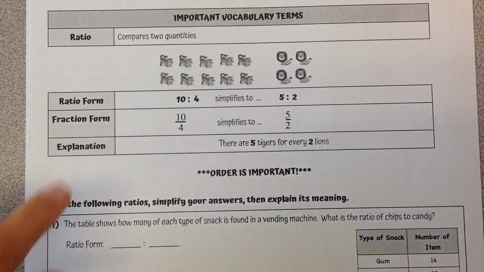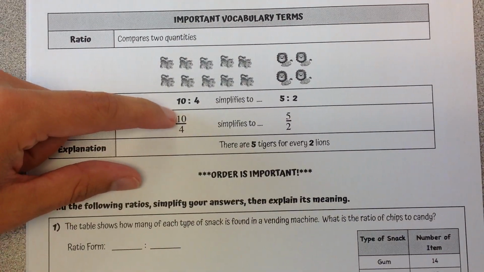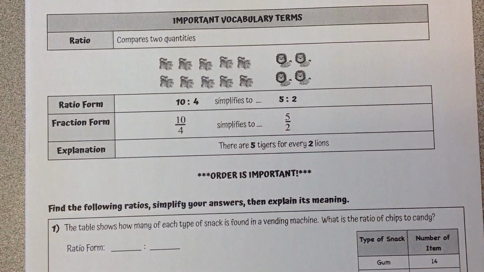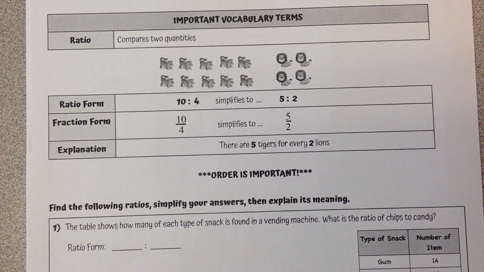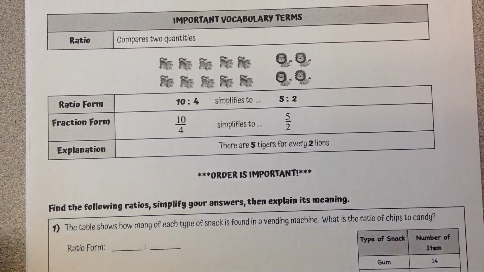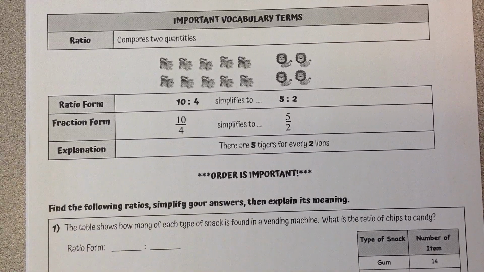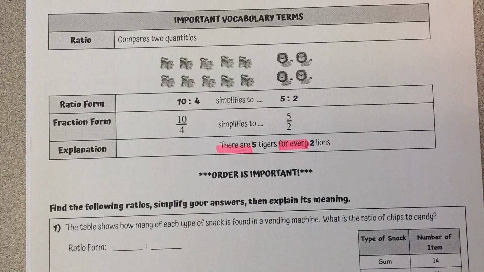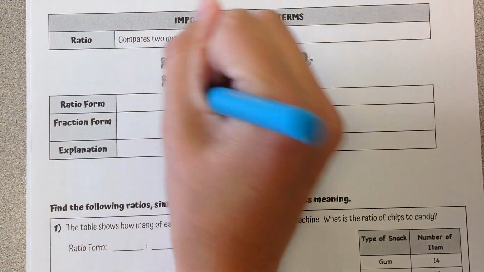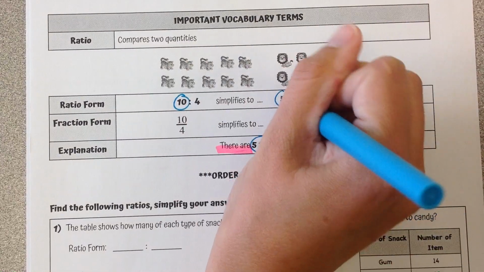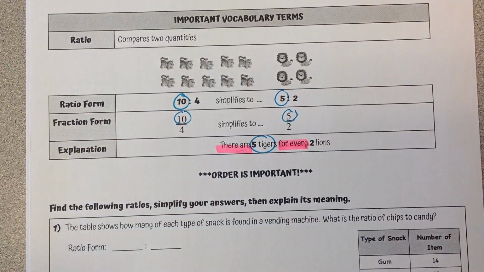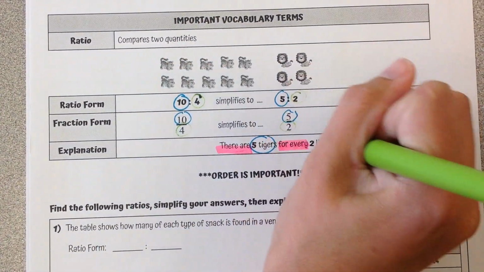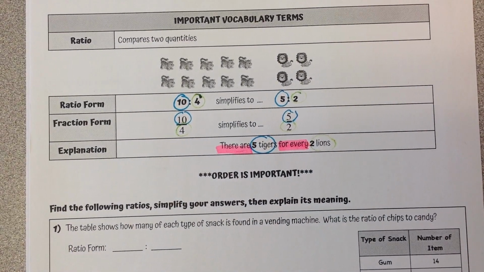Fraction form is the same idea, you're just writing it as a fraction. The first one goes on top, the second one on the bottom, so 10 to 4, which is going to simplify to 5 to 2. And then an explanation is saying in word form what that means. We basically use the same format every single time: there are blank for every blank, looking at the two units. So we've got our tigers first, and we have our lions second.